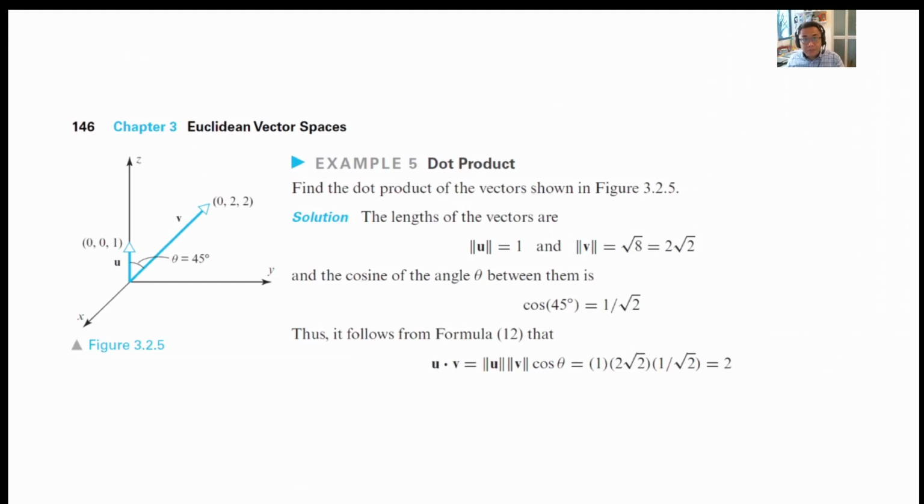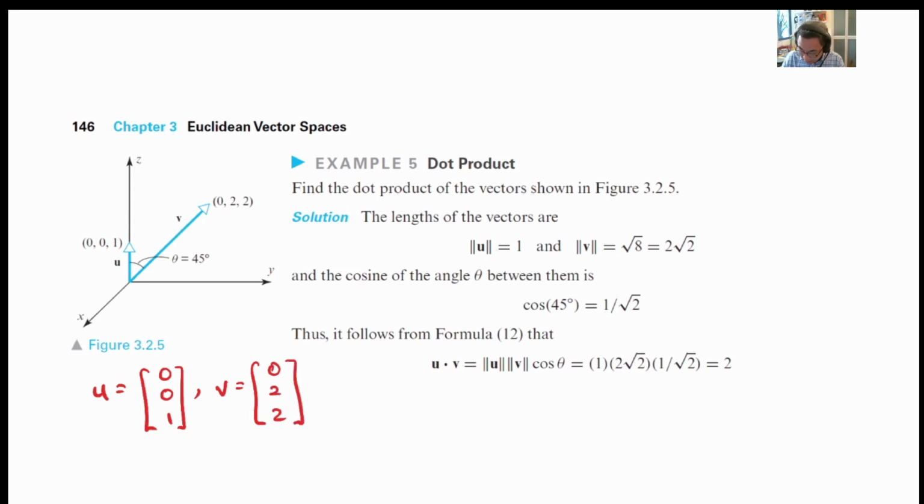Let's do this example on page 4 of our slides. We are given two vectors u and v. The vector u has coordinates 0, 0, 1 in R3 and v has coordinates 0, 2, 2.